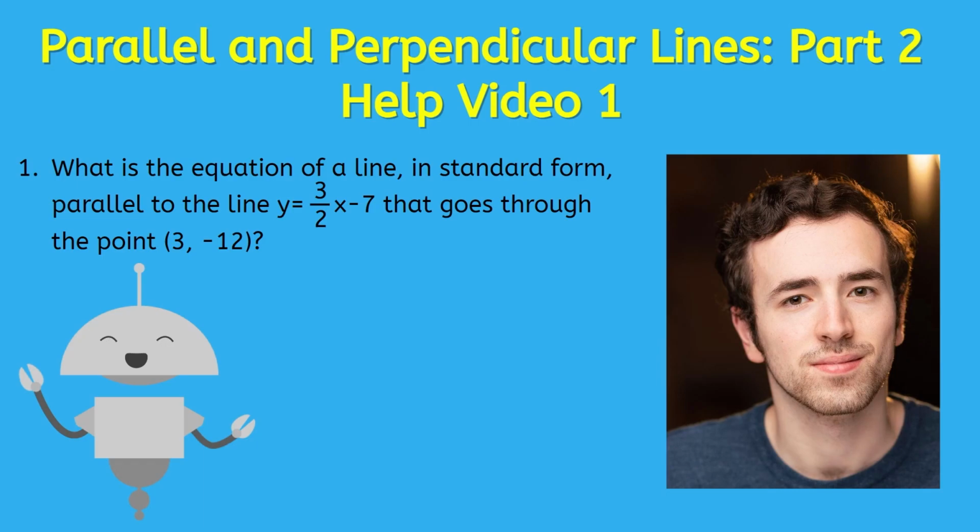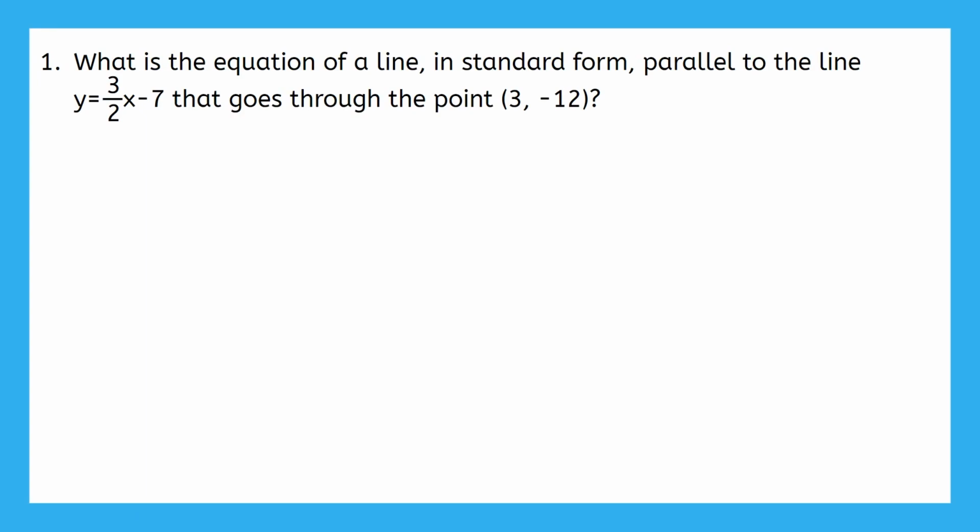Welcome to the help video for the first problem in your parallel and perpendicular lines part 2 activity. This problem says, what is the equation of a line in standard form parallel to the line y equals 3 halves x minus 7 that goes through the point (3, -12)?